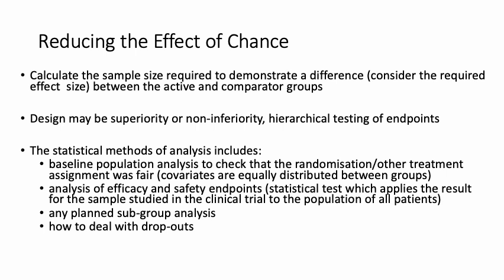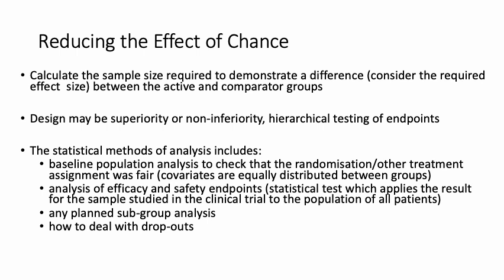The effect of chance in clinical studies can be reduced by calculating the sample size required to demonstrate a difference. This is important to consider the required effect size between the active and the comparator groups. The design may be superiority or non-inferiority and may involve hierarchical testing of endpoints. In a superiority clinical trial design, the magnitude of the effect in both the sample and when it's extrapolated to the overall population must be such as to provide certainty that the product is superior to the comparator product.